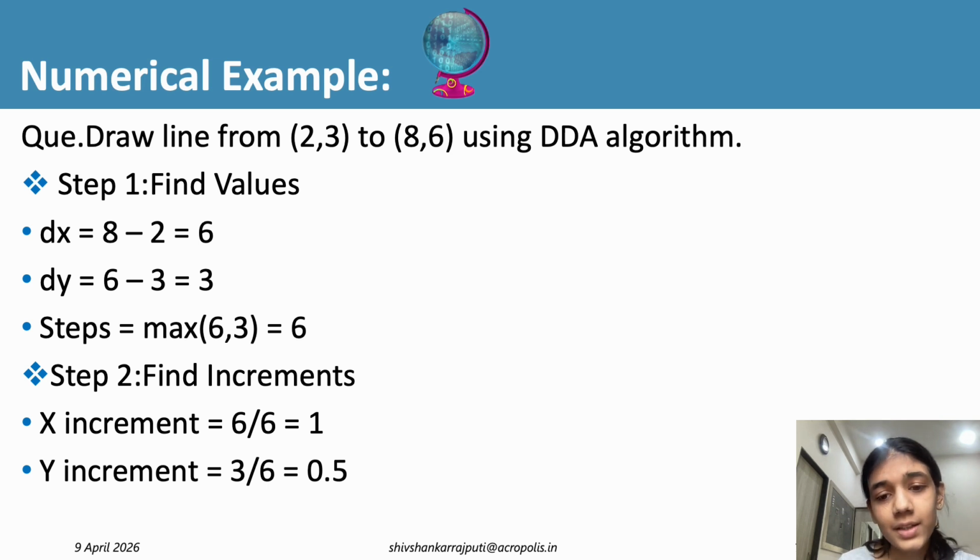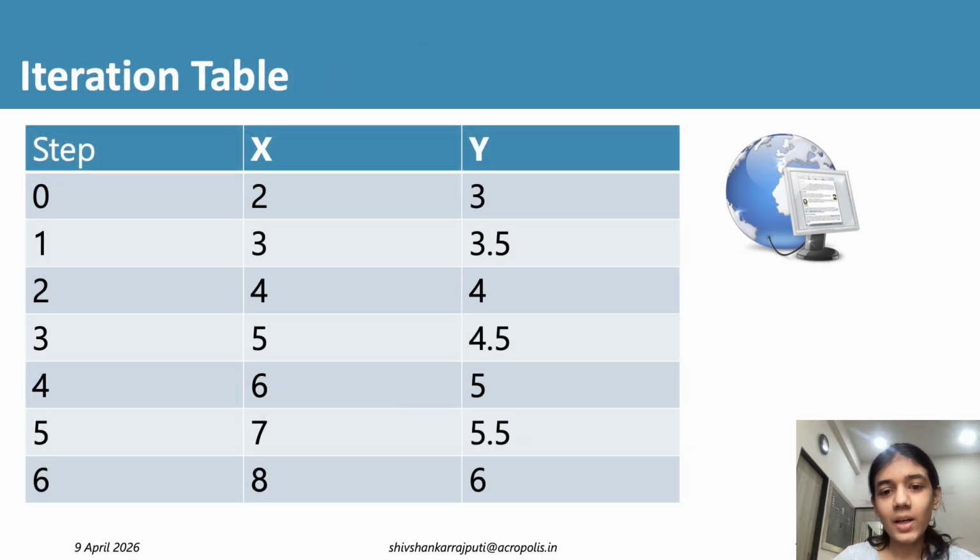Now step 2 is to find increments. So now we'll get to know by how much we will increment x and by how much we will increment y. That is 6 by 6, that is 1. So we'll increment x by 1 and we'll increment y by 0.5. We'll be adding these numbers to the current values of x and y in order to get the next values of x and y. This is a table that has x's incremented values and y's incremented values, and the total number of steps is 6, as we can see.